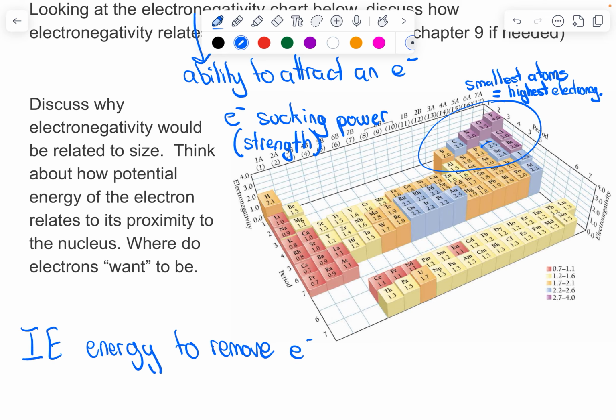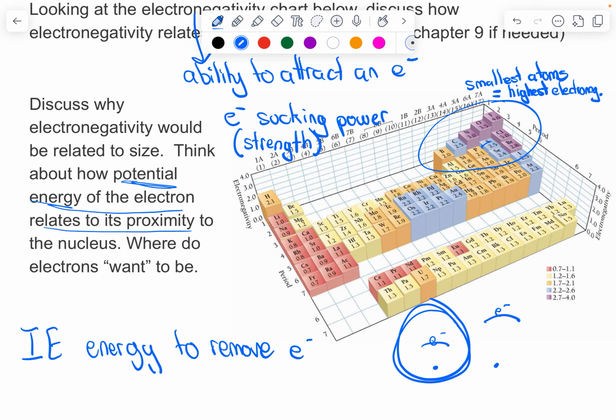Okay, so it says think about the potential energy of the electron as it relates to how close it is to the nucleus. So if I've got an electron that's able to come this close to the nucleus versus a bigger atom where it's going to be this close, the electron is definitely going to want to be at that lower potential energy. Everything tends towards a lower potential energy. And in atoms, electrons and nuclei, the closer they are together, the lower the potential energy.